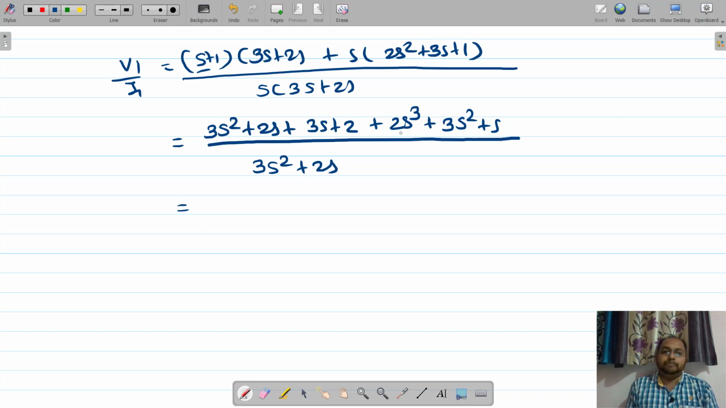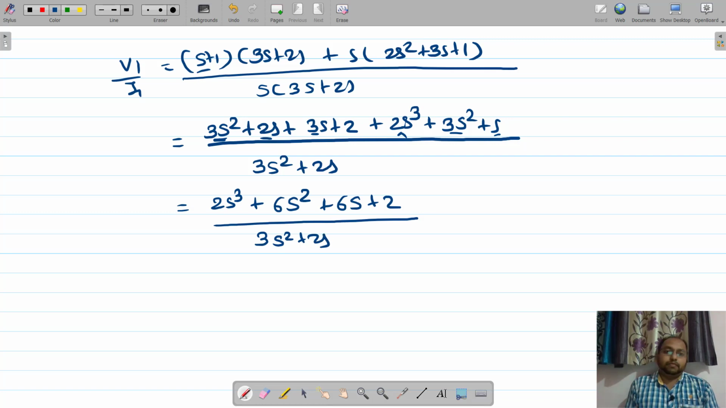So finally, 2s cube first. Let us add the s square terms: 3 plus 3, 6s square, plus 2 plus 3, 5 and 1, 6s, plus 2, divided by 3s square plus 2s. So this is V1 by I1.